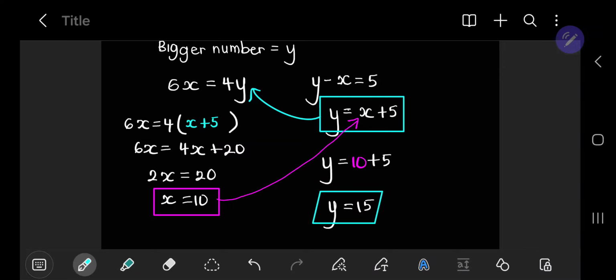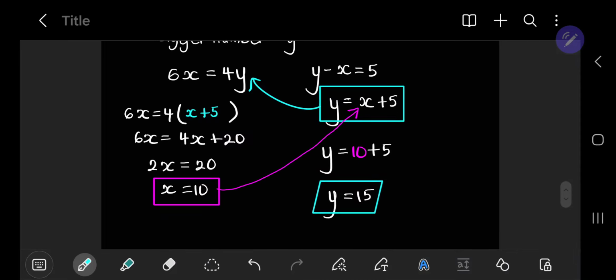Now it makes sense because based on what they said, when we subtract the two values, we get 5. 15 minus 10 is 5. And they also said that 6 times x, so 6 times 10 will be 60, is equal to 4 times y. So 4 times 15 is 60 as well. So yes, both equations are satisfied. These are the correct values for x and y.